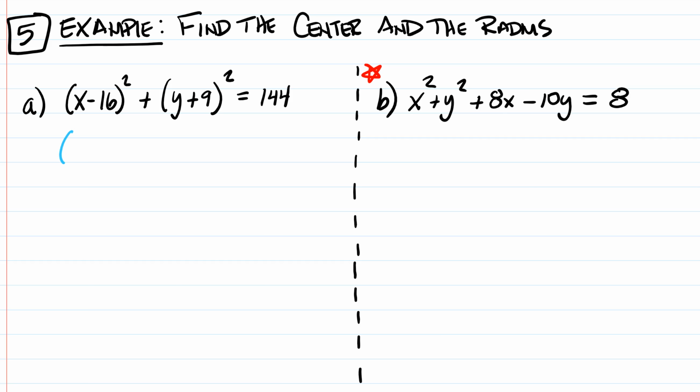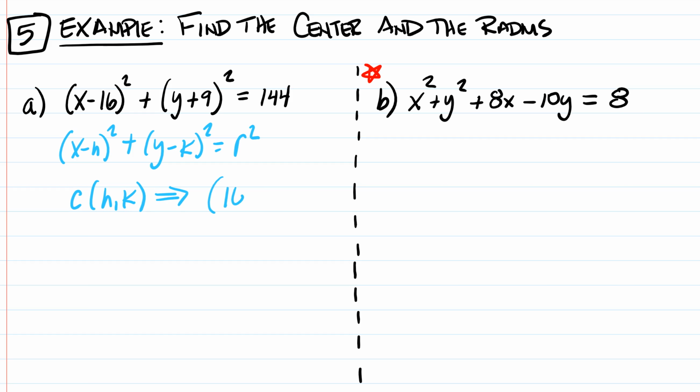So notice that this is already in the form of x minus h squared plus y minus k squared is equal to r squared. So the center is going to be at h comma k. So the center then for me is going to be at 16 comma -9. So notice that those signs are different, right? Because it's x minus h. So therefore it's going to be a 16 and then a -9 because a minus would give me that positive there. And then r is going to be the square root of 144, which in this case, of course, is 12. We don't need to worry about the negative square root here because it can't have a negative distance for a radius.